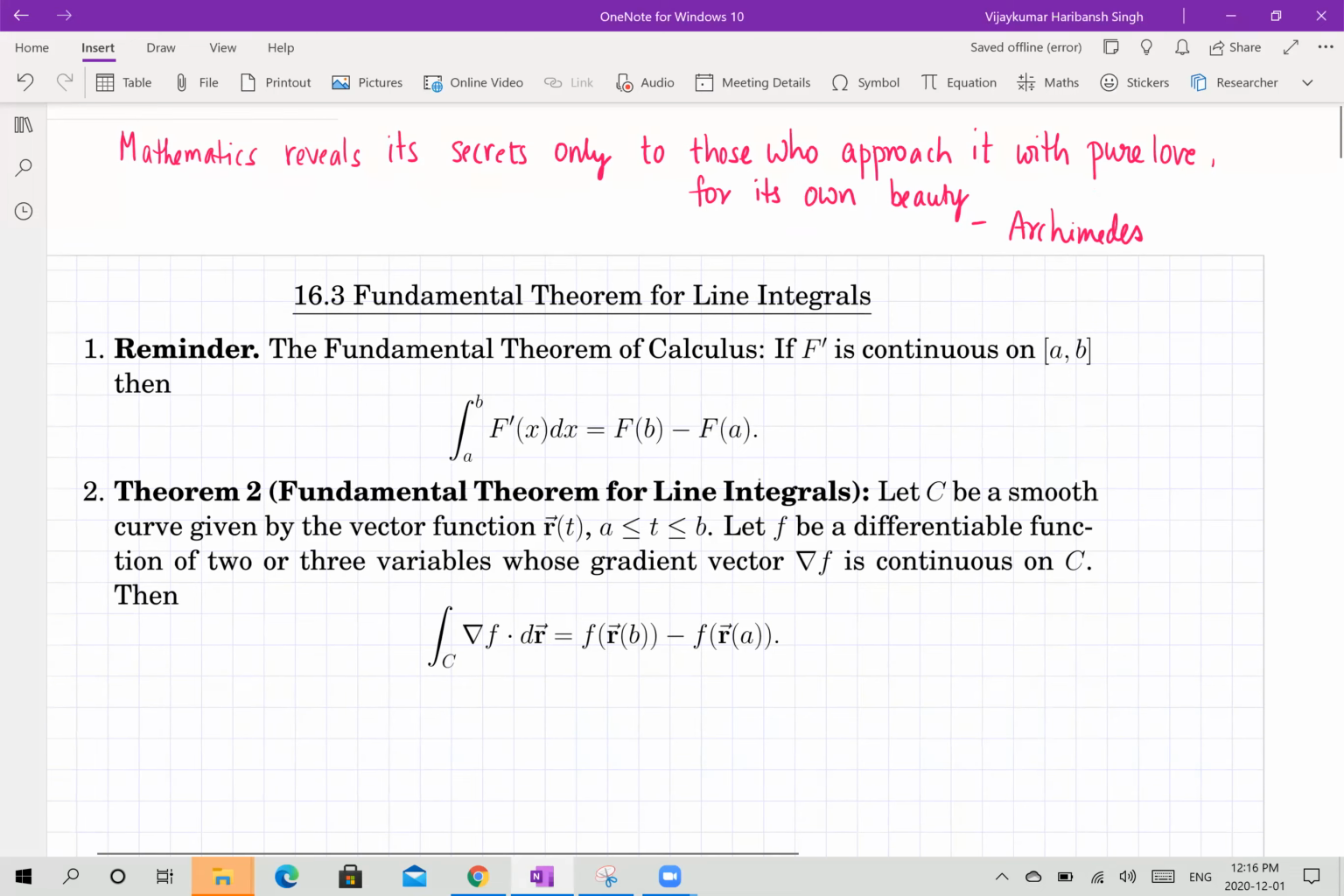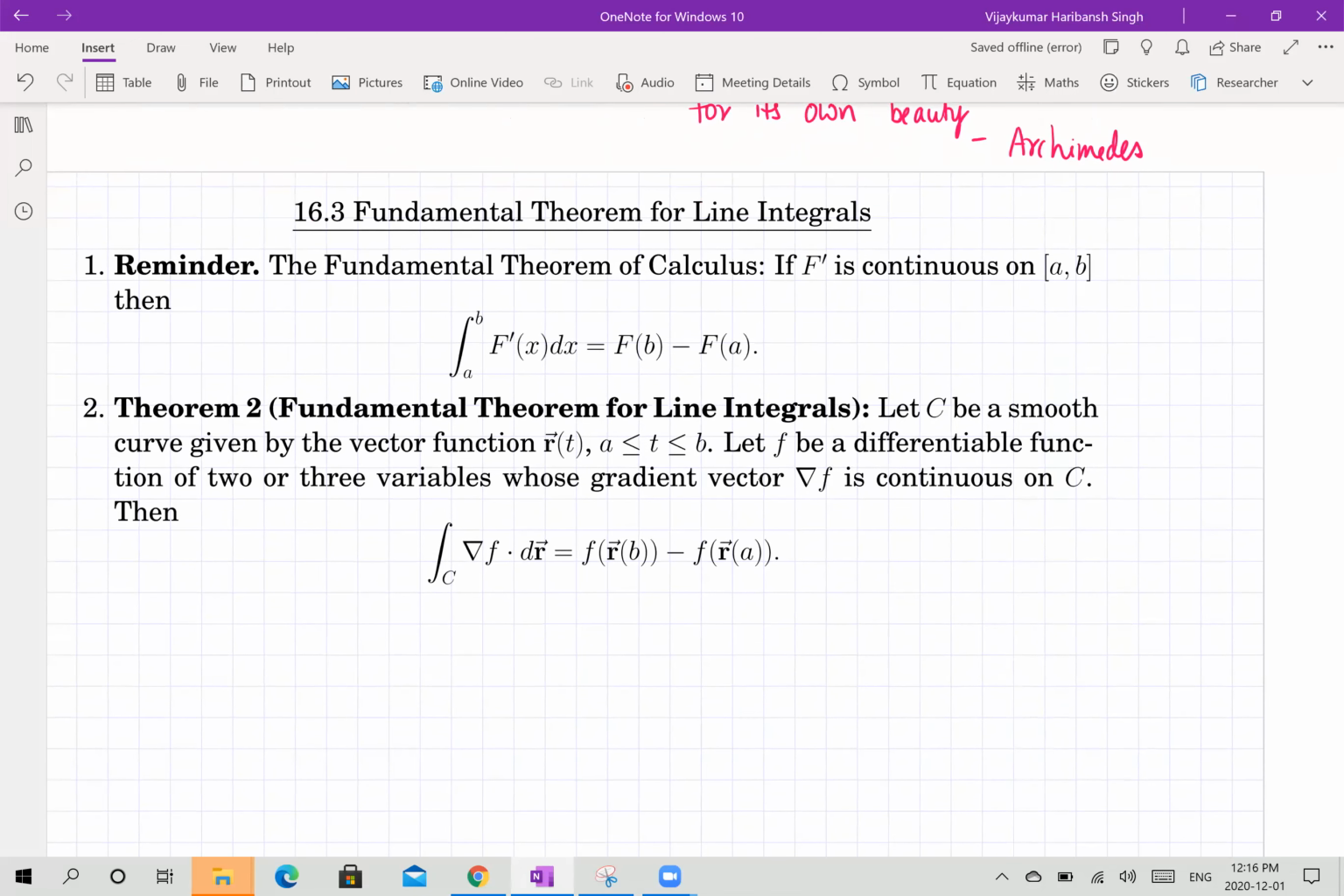So let's start with the fundamental theorem for line integrals. Recall, what was the fundamental theorem of calculus? If you take f prime, a continuous function on [a, b], then the integral from a to b of f prime x dx is f of b minus f of a. So you take the antiderivative and evaluate it at the endpoints.